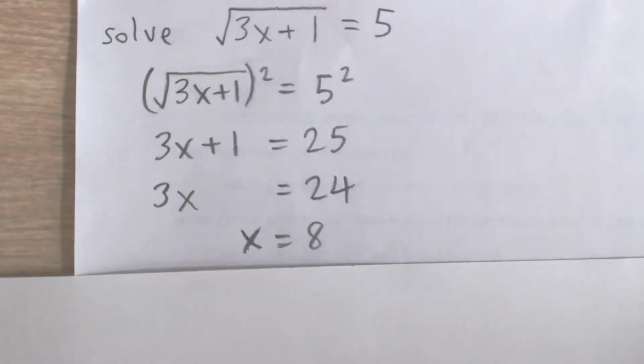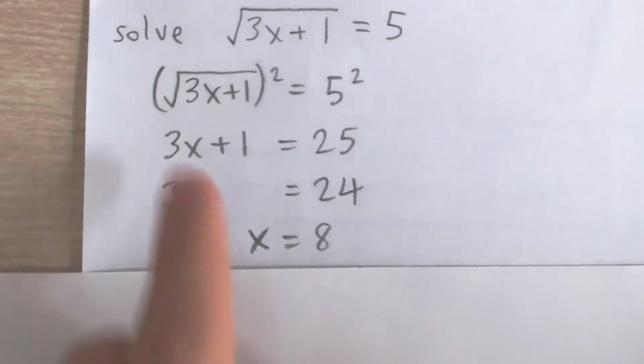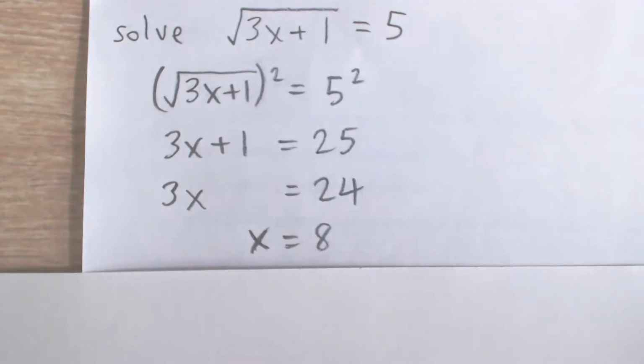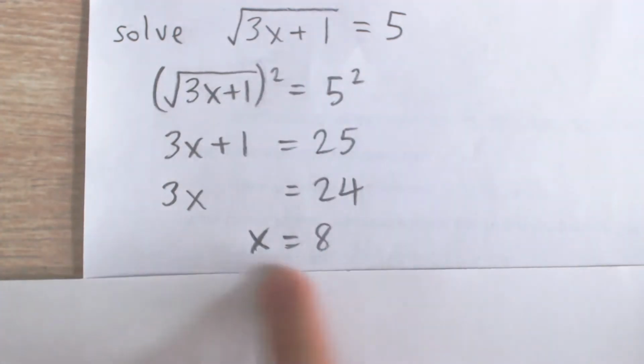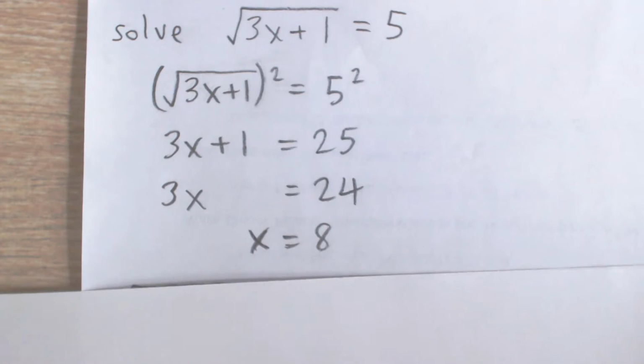And now when we get to the end of any radical equation, anytime you square both sides of the equation, you could introduce some roots that are not actual real roots of the original equation. And so we always have to test our answer. So plug in x equals 8 back into the original equation.